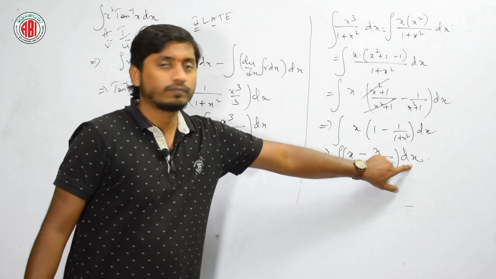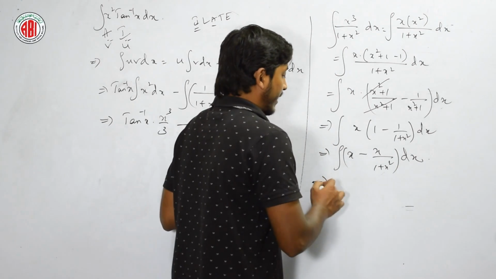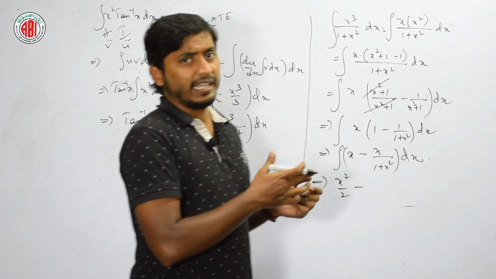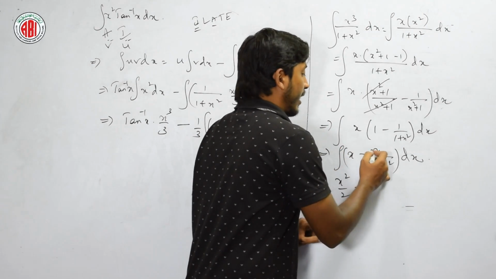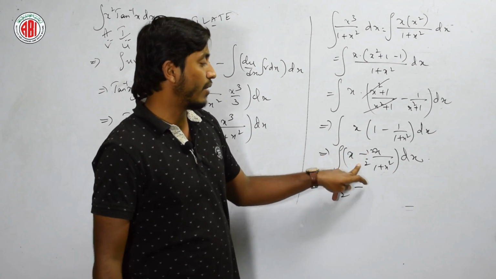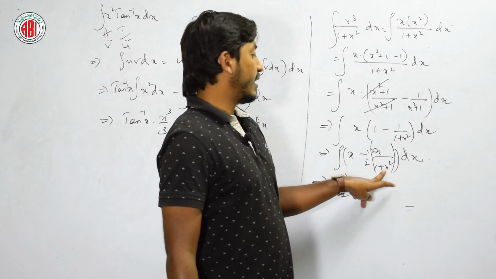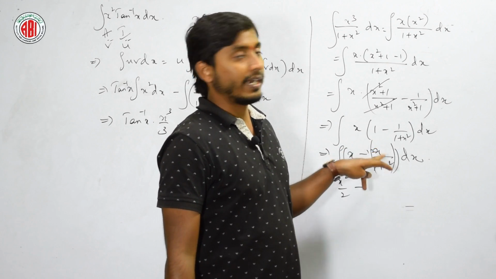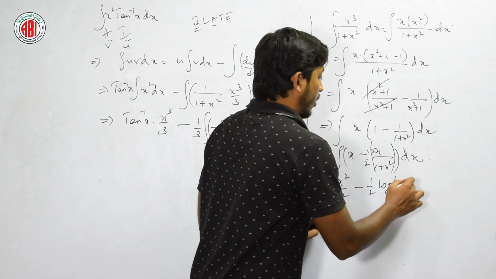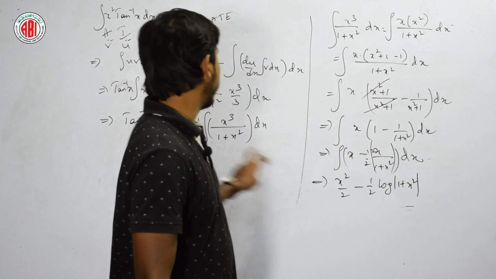Is it clear? So now tell me, what is the integral of x? The integral of x is nothing but x square by 2. For the other term we don't have the derivative directly, so let me multiply and divide by 2. Now tell me the integral of 2x by 1 plus x square. What is the differentiation of x square? 2x, right? So it will be half log of 1 plus x square. Clear? So this is the answer.